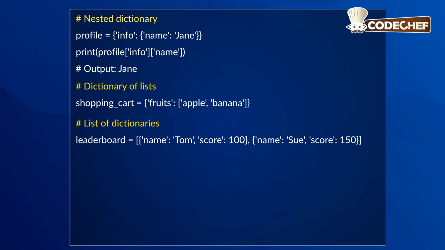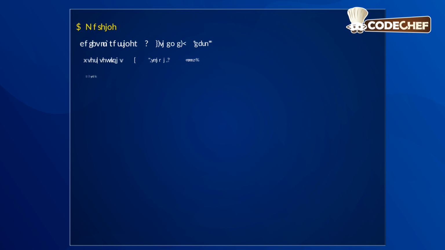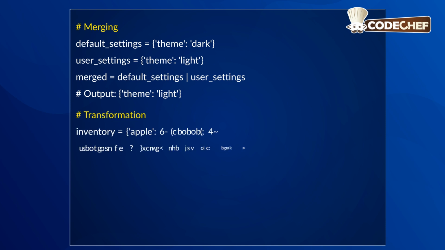Even though dictionaries don't have an order, we can sort their items to create a new, ordered list, based on either their keys or values. To merge two dictionaries together, we can use the update method or the pipe operator. It's a great way to combine information. Finally, we can transform a dictionary, like flipping it inside out to swap the keys and values. It's a powerful trick.